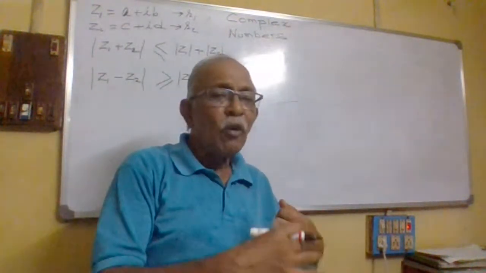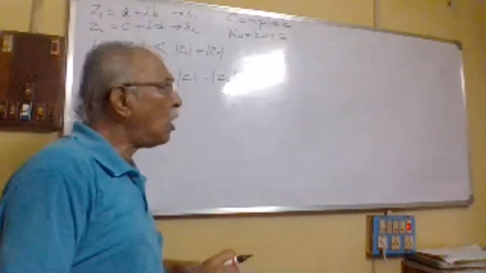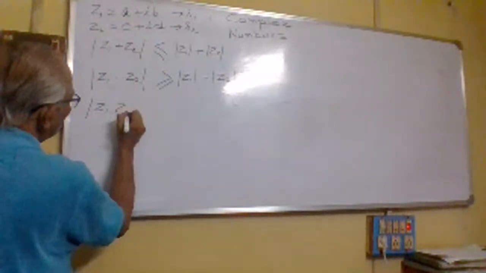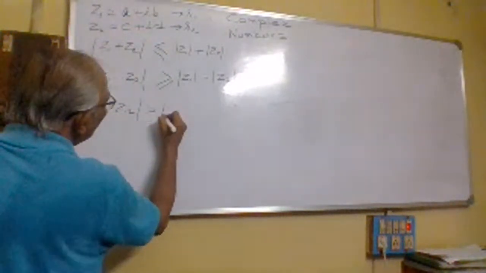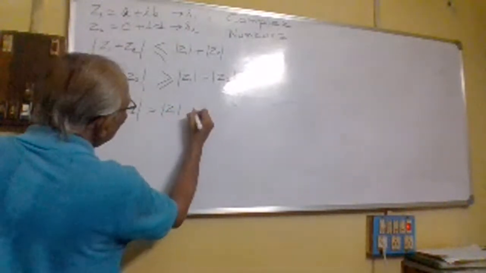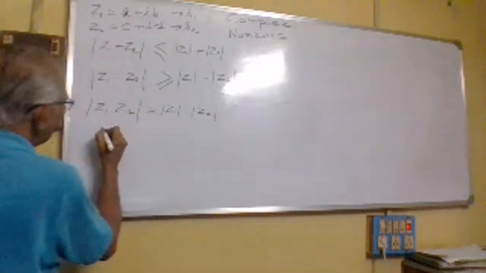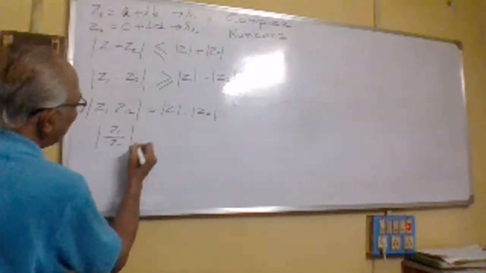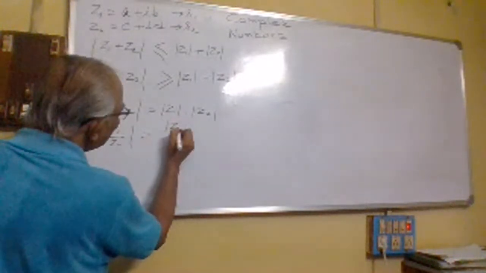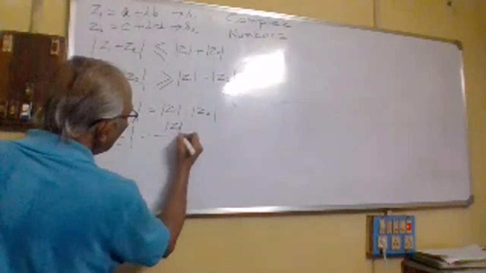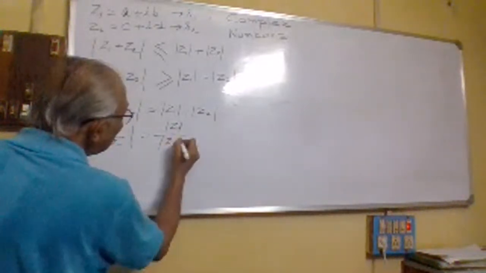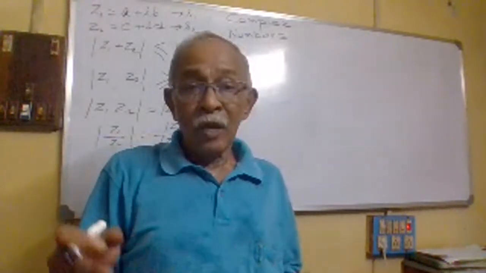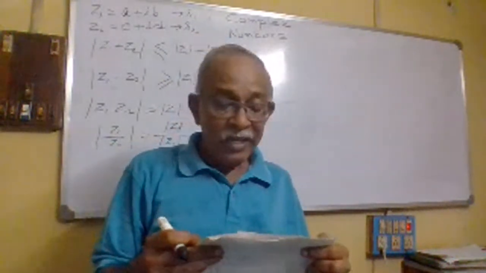And modulus of product, that is modulus of Z1 Z2, is equal to modulus of Z1 into modulus of Z2. For the ratio of two complex numbers, their modulus will be modulus of Z1 by modulus of Z2. If you can remember these properties, it will help you, and sums will become easier.